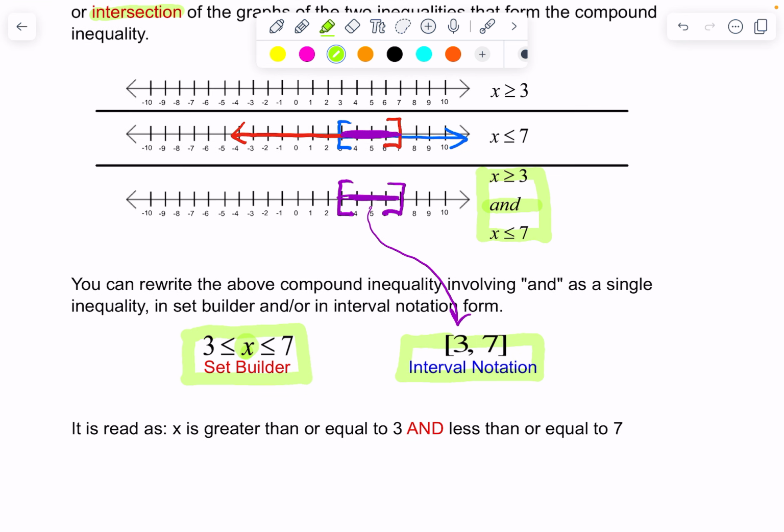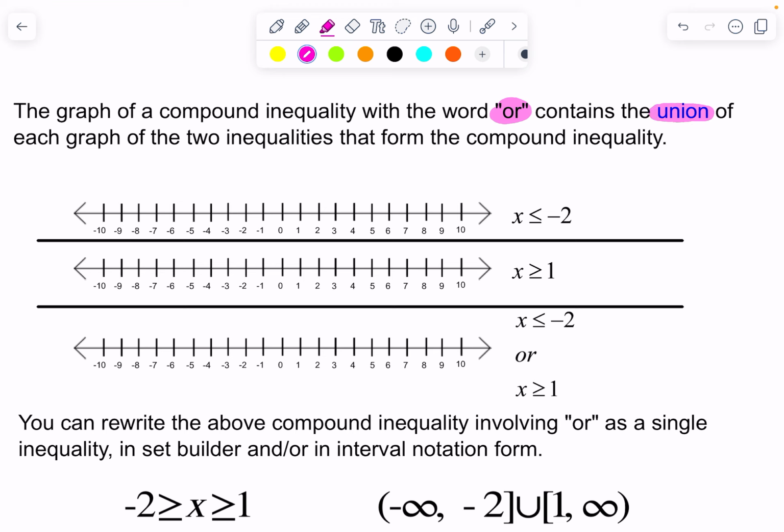Now, the graph of a compound inequality with the word or contains the union of each graph of the two inequalities that form the compound inequality. Once again, let's investigate these graphs individually. Let's graph x is less than or equal to negative 2. We've got a bracket, and we're shading to the left. And then let's graph x is greater than or equal to 1. So we've got a bracket on 1, and we're shading to the right.